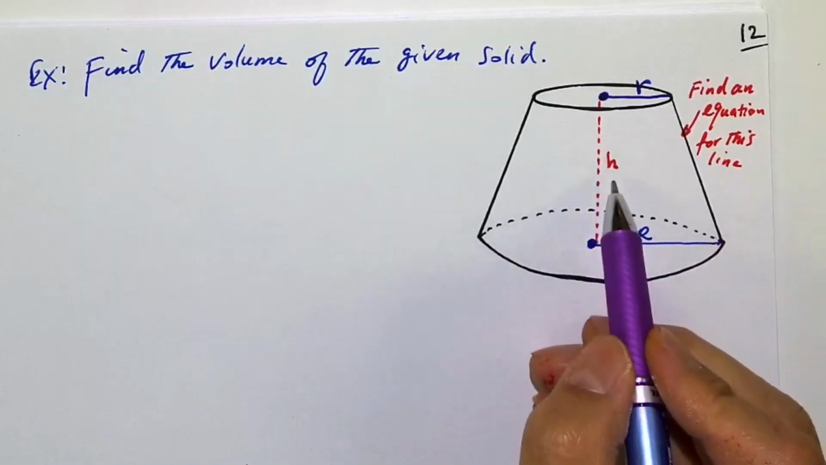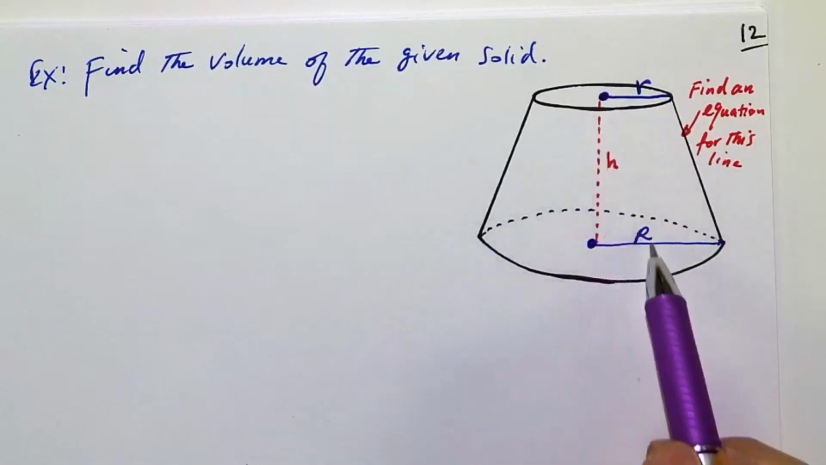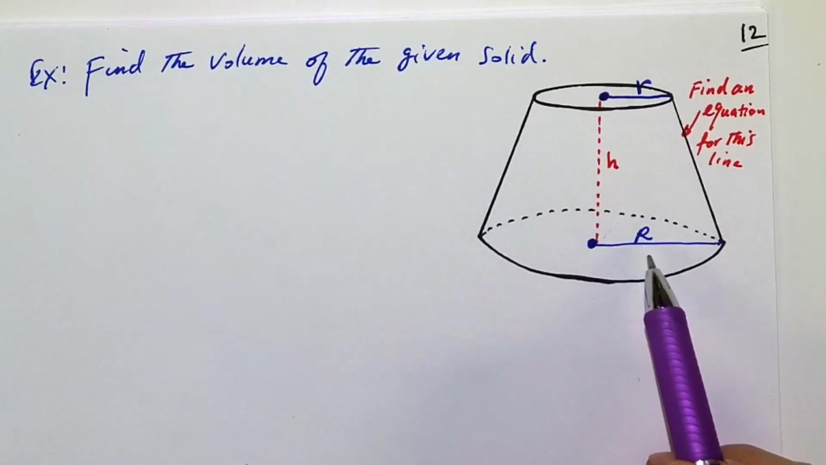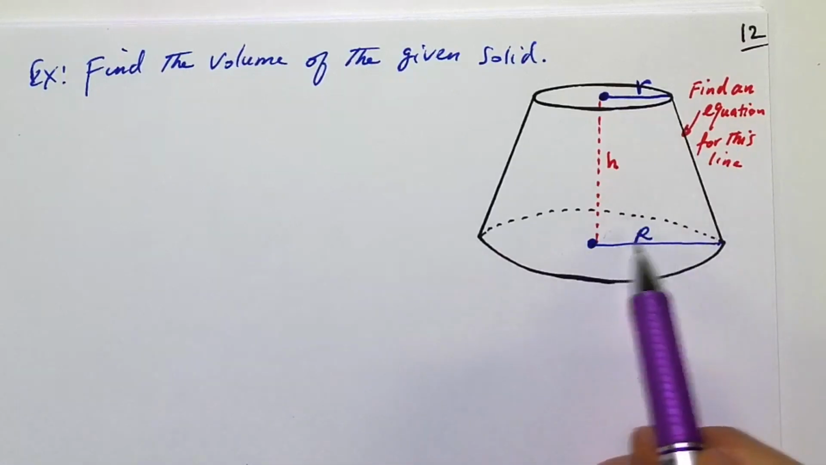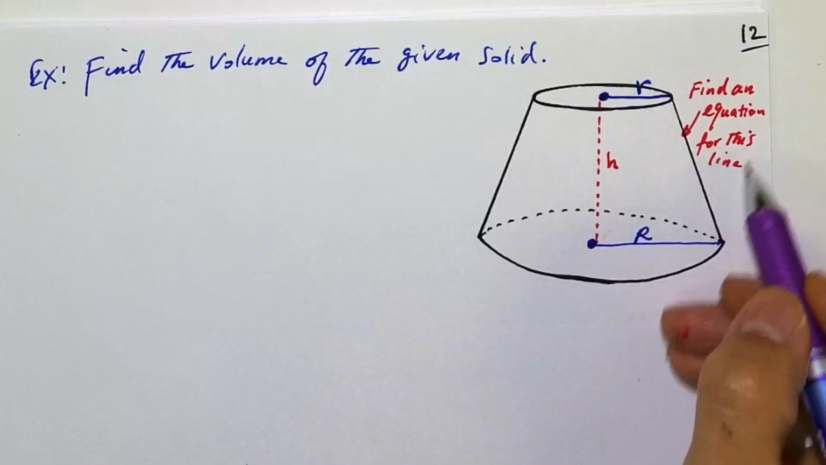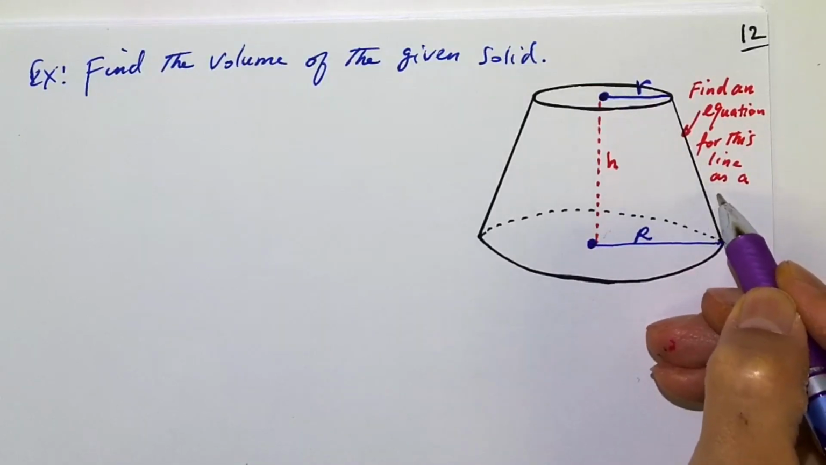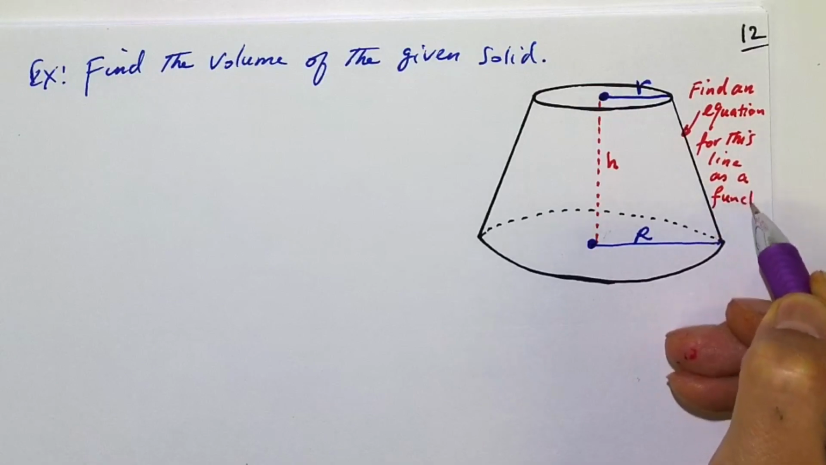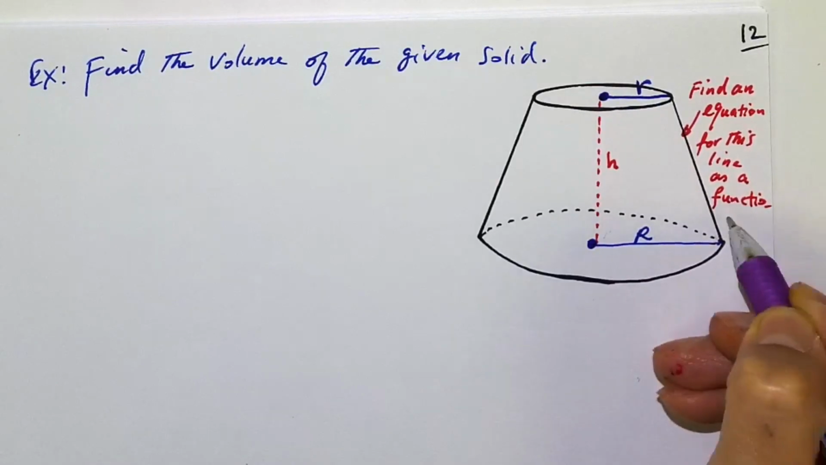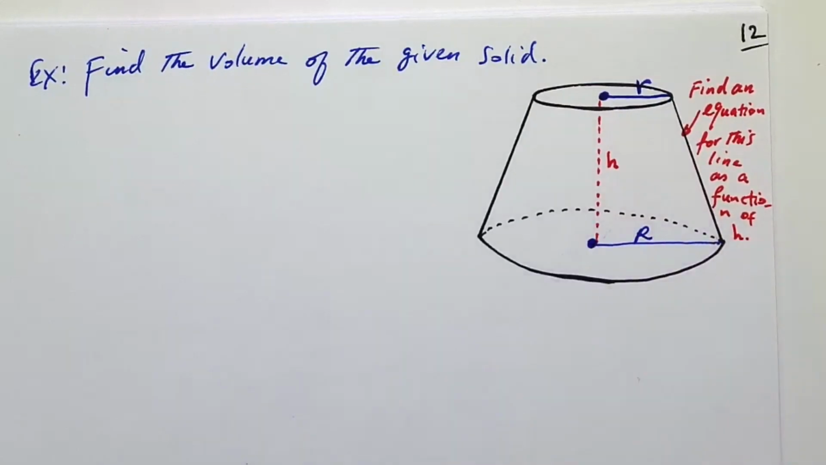as a function of h, right? We're going to have to get that because this disk is going to have a varying radius depending on the height for this line as a function of h. Okay, that's what we want to do.